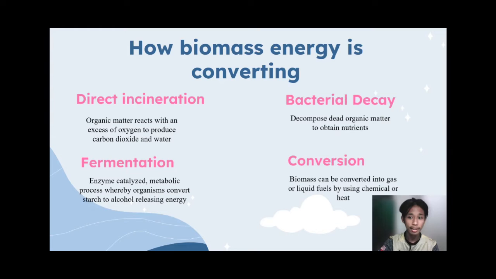Biomass can be burned directly for heat or converted to renewable liquid and gas fuels through various processes. First, direct incineration, where organic matter reacts with excess oxygen to produce carbon dioxide and water. Second, fermentation, where enzymes catalyze a metabolic process whereby an organism converts starch to alcohol by releasing energy. Third is material decay, the decomposition of organic matter to obtain nutrients. The last one is conversion, where biomass can be converted into gas or liquid fuel by using chemicals or heat.